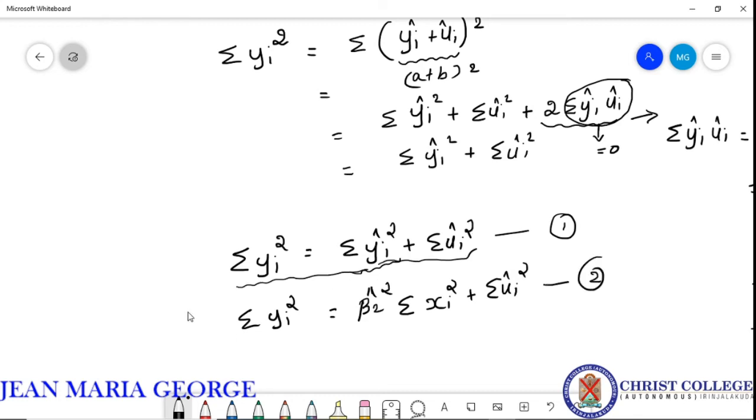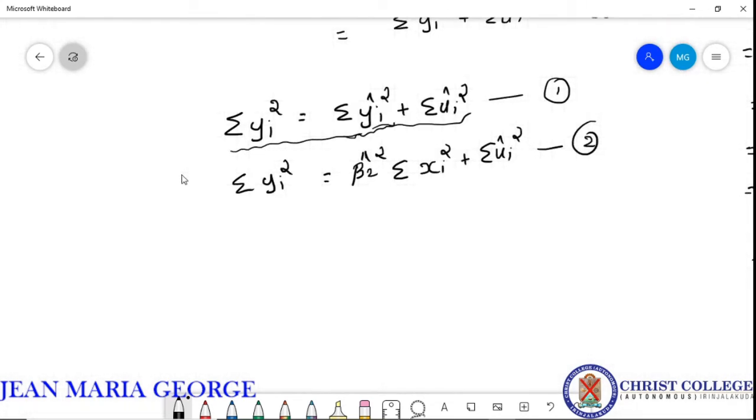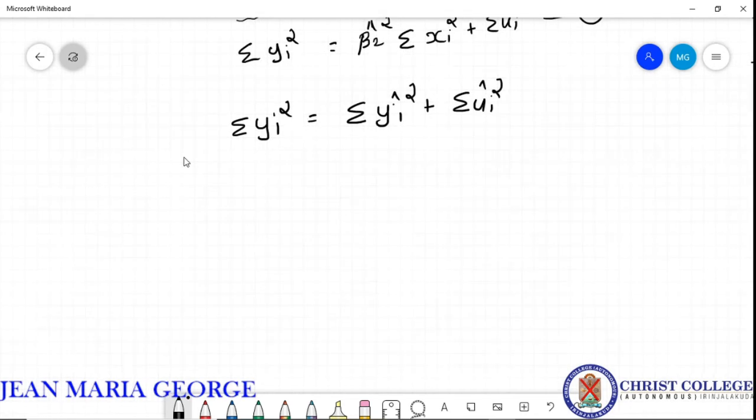This first equation can be seen as a sum of squares equation. Various sums of squares are appearing in it. So our first equation is sigma yi square is equal to sigma yi hat square plus sigma ui hat square. In this equation all the elements are represented in sum of square form. First is sigma yi square, which is represented as the total sum of squares.